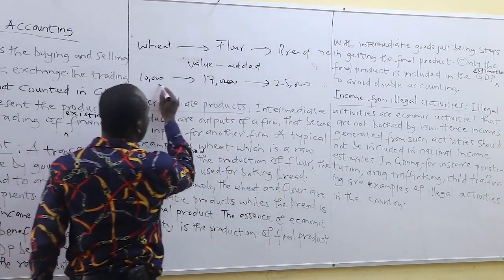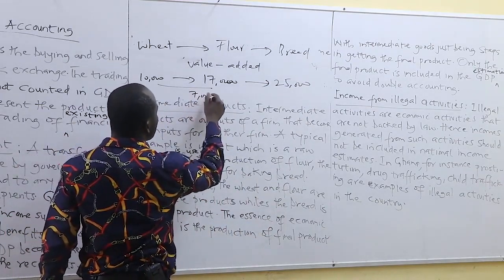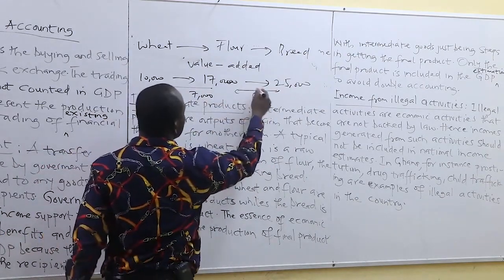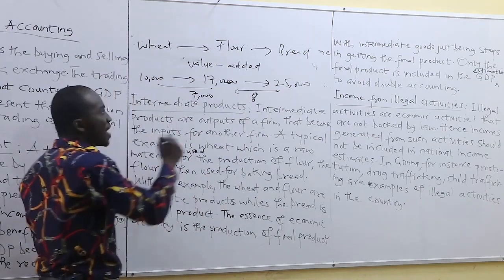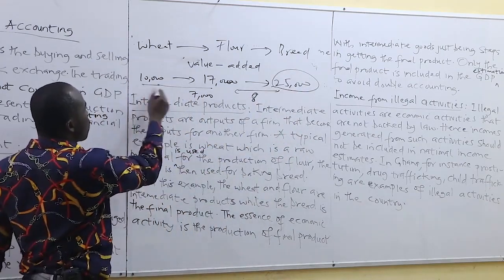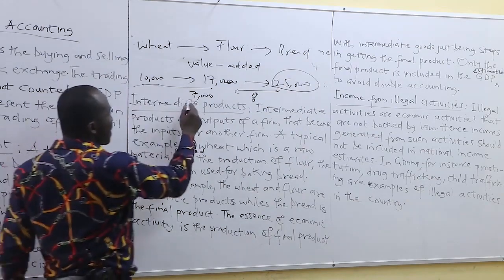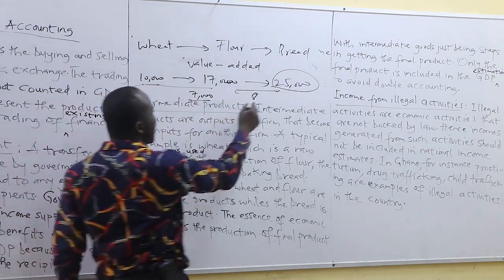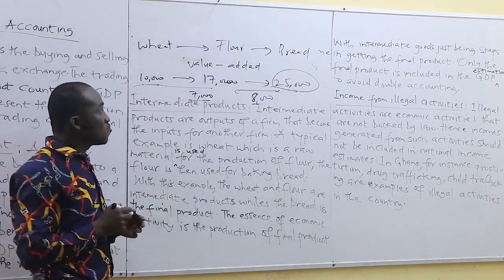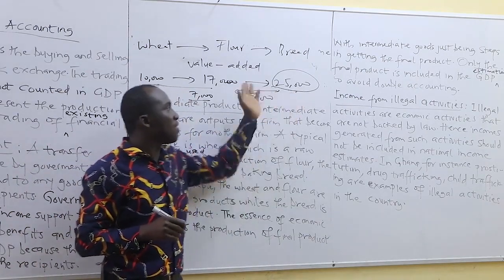From here to here, the value added is what? 7,000. From here to here, the value added is what? 8,000. So if they don't want to use the final product, they can use the value added. They take this one, 10,000, plus the value added, 7,000, plus the value added, 8,000, you get 25,000. That's equal to the final product. So if they want to estimate without the final product, you can use the value added.